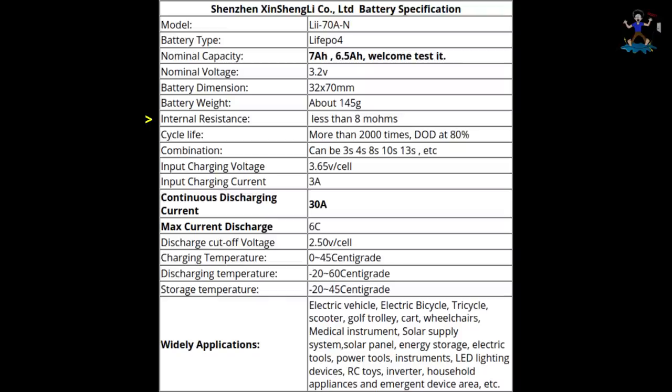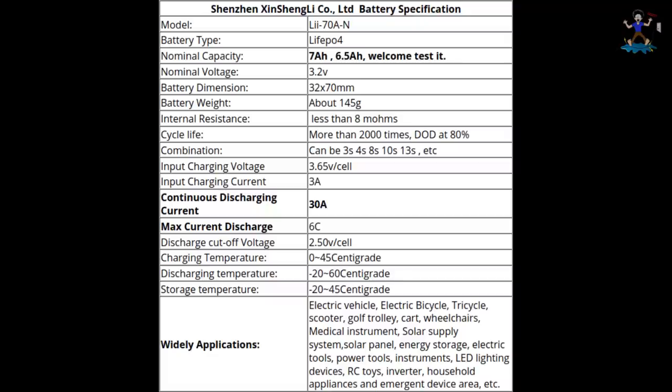Internal resistance, less than 8 milliohm. Cycle life is more than 2,000 times, with a depth of discharge at 80%. Input charging voltage, 3.65, and input charging current is 3 amps. Continuous discharge current is 30 amps. Maximum current discharge, 6C. Discharge cutoff voltage is 2.5.